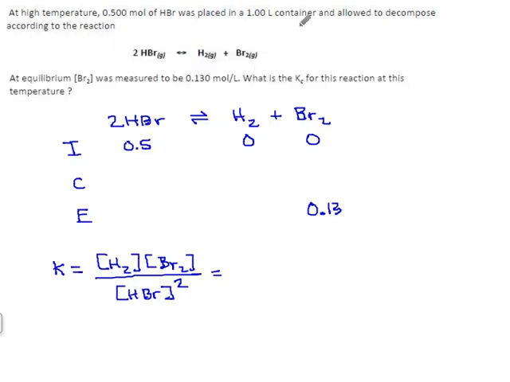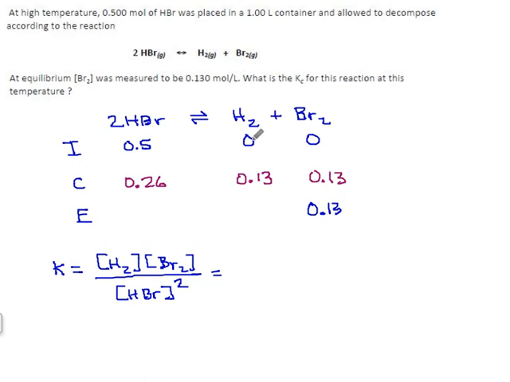What can we find? This is good. We started with no bromine. We ended up with 0.13 of bromine, so apparently we created 0.13 of it. Hydrogen and bromine are in 1-to-1 ratio, meaning these numbers always match. So if we made 0.13 of bromine, automatically we made 0.13 of hydrogen as well. The HBr, though, is twice as big as either one of these. This is 1 to 1 to 2, so the same number, twice as much, is what should go there.